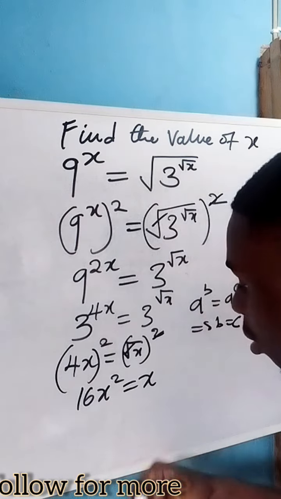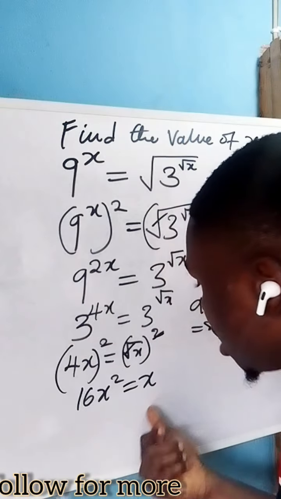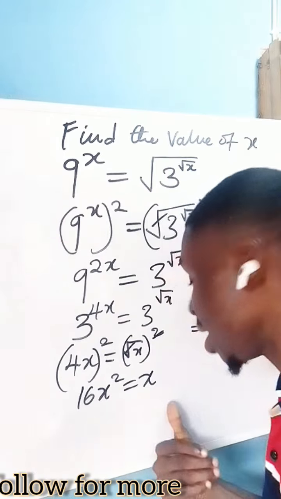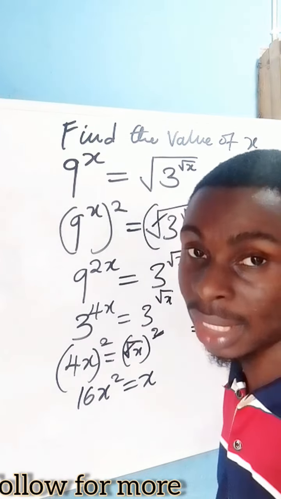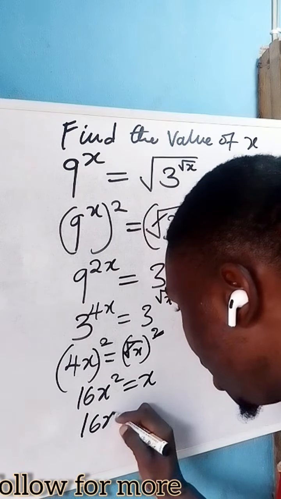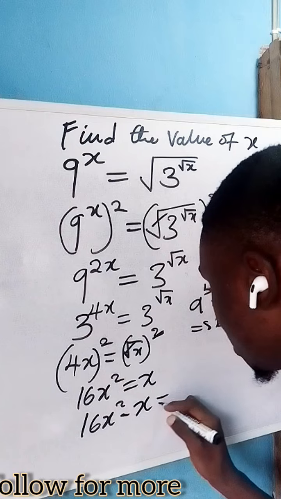Now let's move x to the left hand side and equate it to 0. Because x cannot be on both sides, but you're looking for x, it cannot work. So you must move x to one side and equate the rest to 0. Now we are going to have 16x squared. When this crosses over the equal sign, you're going to have minus x, equate this to 0.